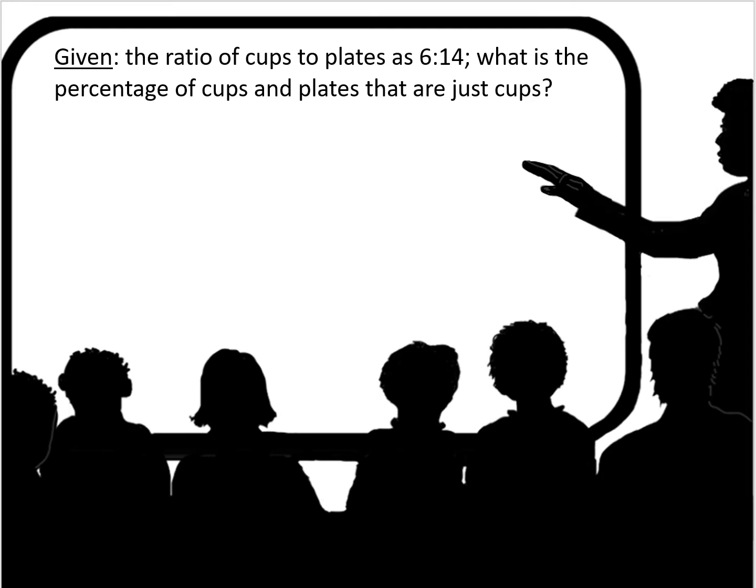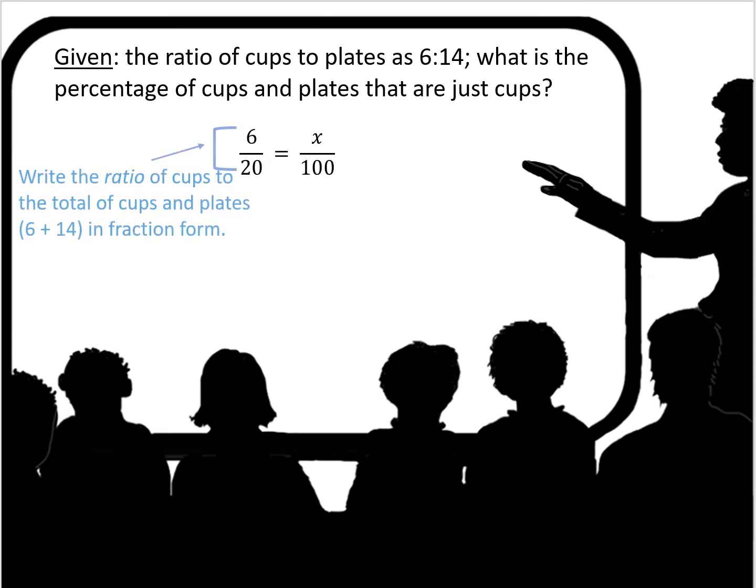Here's a problem. Given the ratio of cups to plates as 6 to 14, what is the percentage of cups and plates that are just cups? We write the ratio of cups to the total of cups and plates, 6 plus 14, in fraction form.